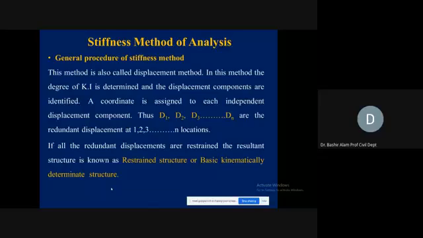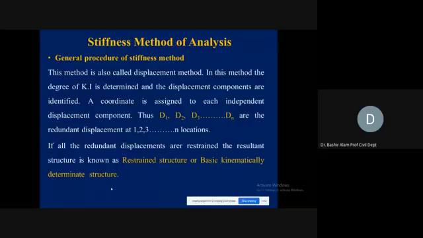Now, after knowing the kinematic indeterminacy, the general procedure of the stiffness method: how do we go with this method? This method is also called the displacement method. Why displacement method? Because the joint freedoms we consider as our unknowns, and we are interested in finding out those displacements. So that is why it is known as the displacement method. In case of flexibility, which was also known as the force method, the actions were unknown, the redundant actions. So that is why it was known as the force method.